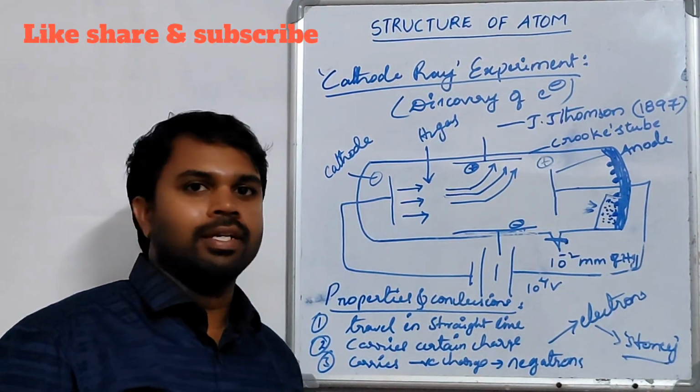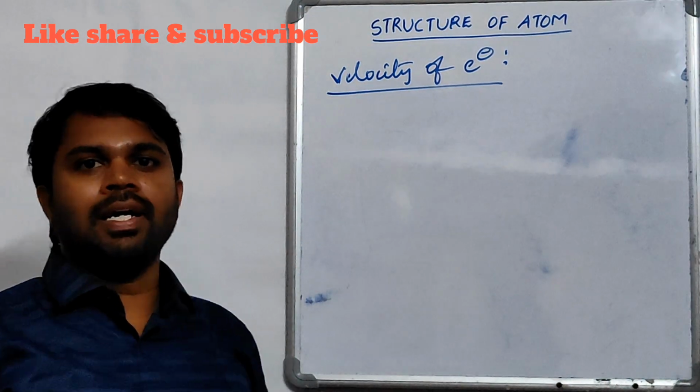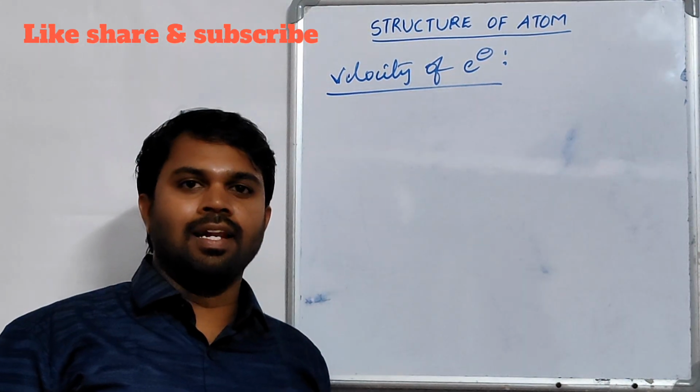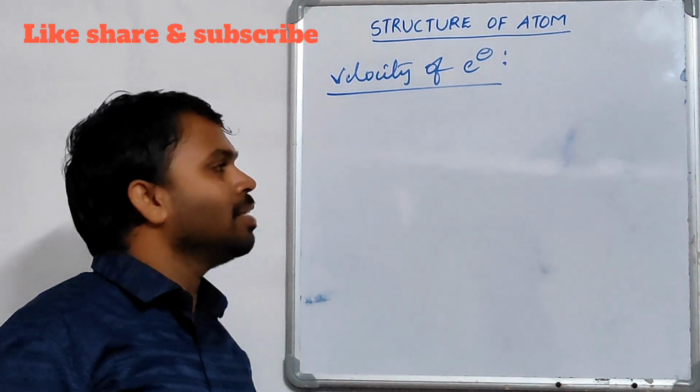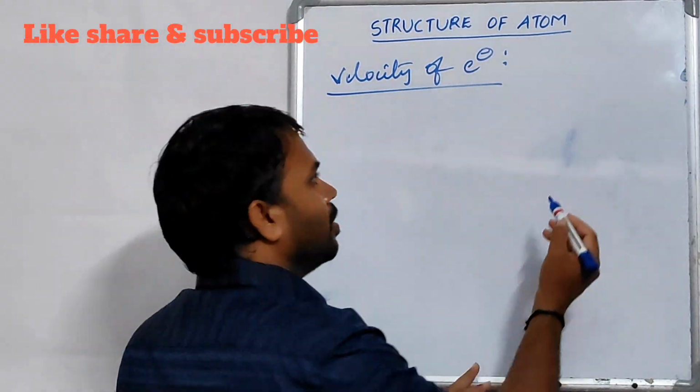Based on this experiment, he gave a few more conclusions. Let's see. From this experiment, the velocity of the electron was calculated. For that, he arranged the electric field strength and magnetic field strength perpendicular to each other.